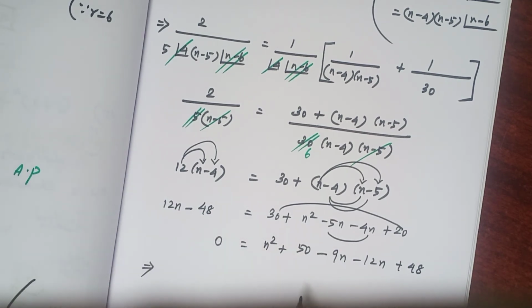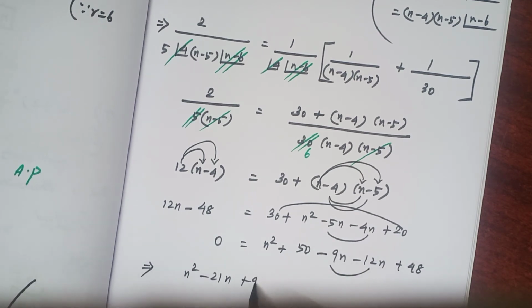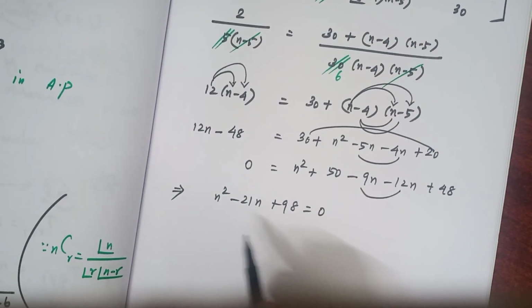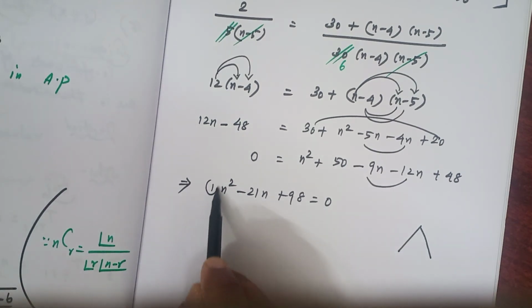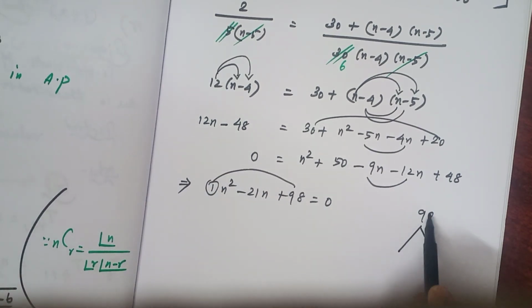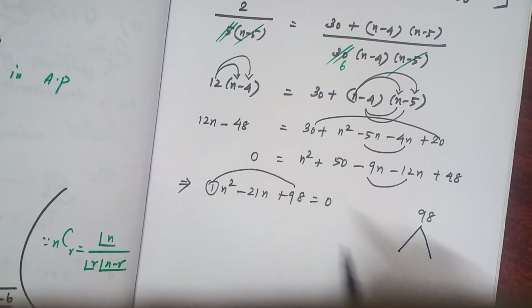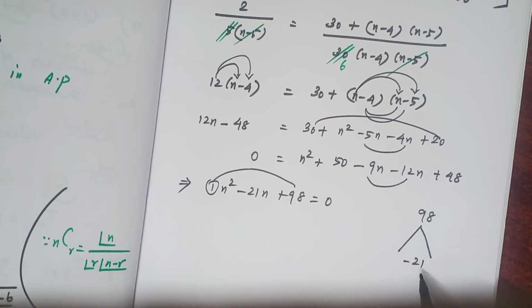Now write n square, these two like terms, minus 9n minus 12n, that is equal to minus 21n, 50 plus 48, that is equal to 98, that is equal to 0. Now you can interchange LHS and RHS. I have written RHS in LHS, LHS in RHS. Now we have to factorize. It is a quadratic equation. You can go for that, writing the middle terms. Now the coefficient of n square is 1. 1 into 98 is 98. And the coefficient of n is minus 21. Product 98, sum minus 21.